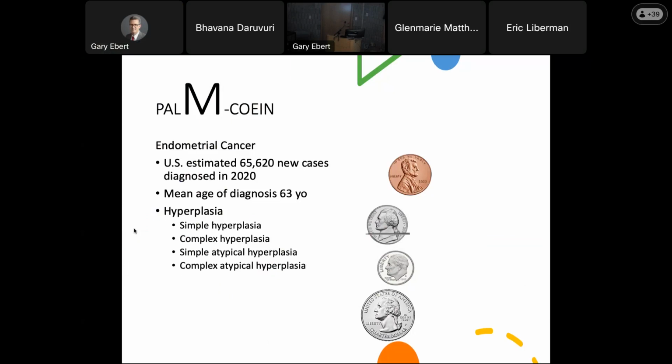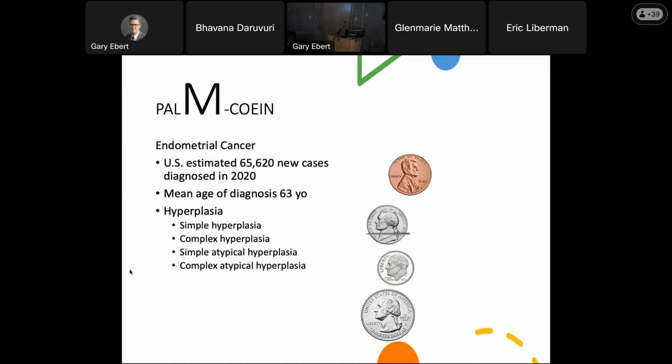Old classification, I know we talk about simple hyperplasia, complex, simple with atypia, and complex atypical. Now it's just endometrial neoplasias. The coins are there just for the residents.